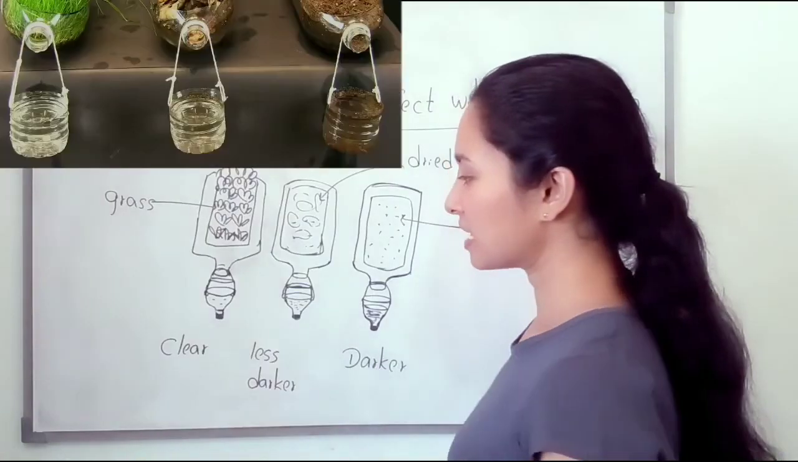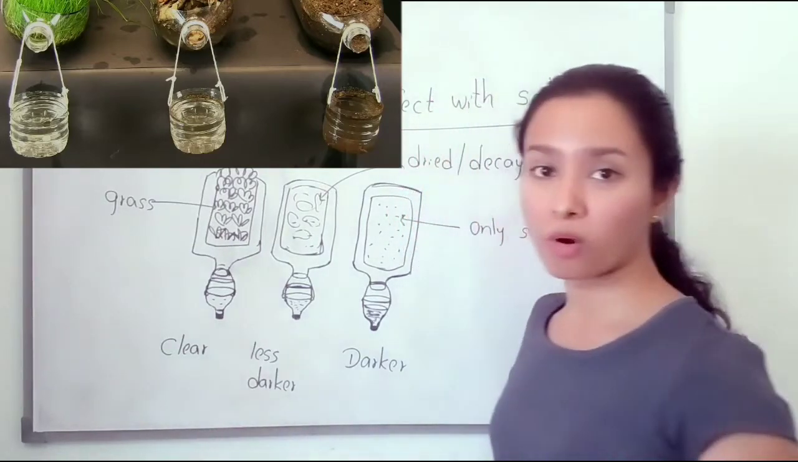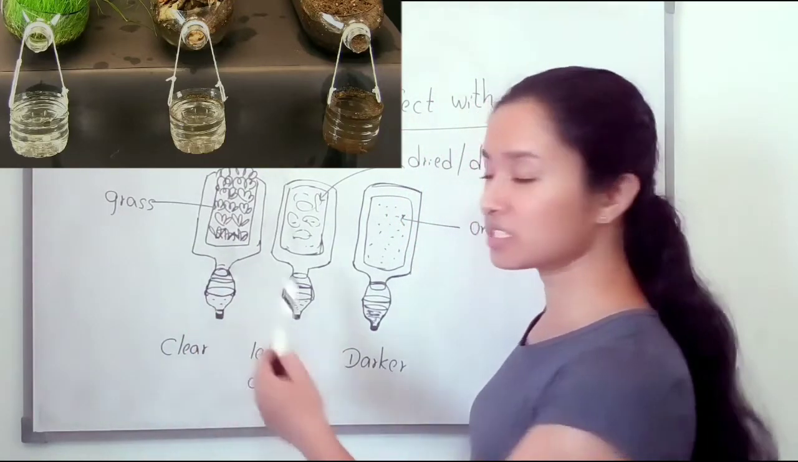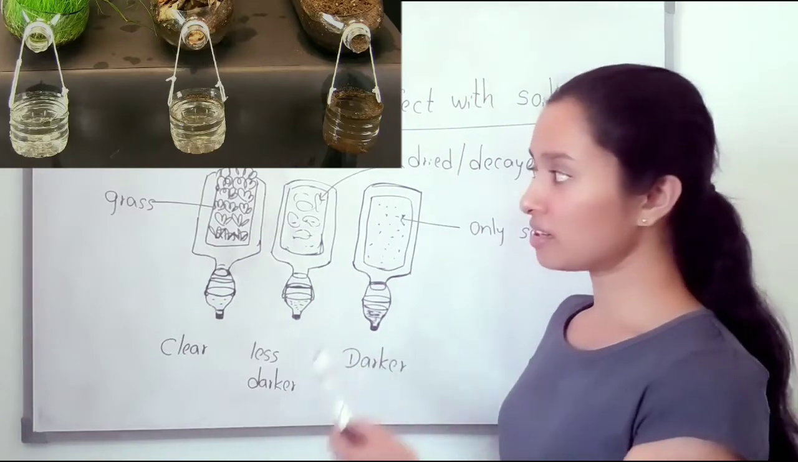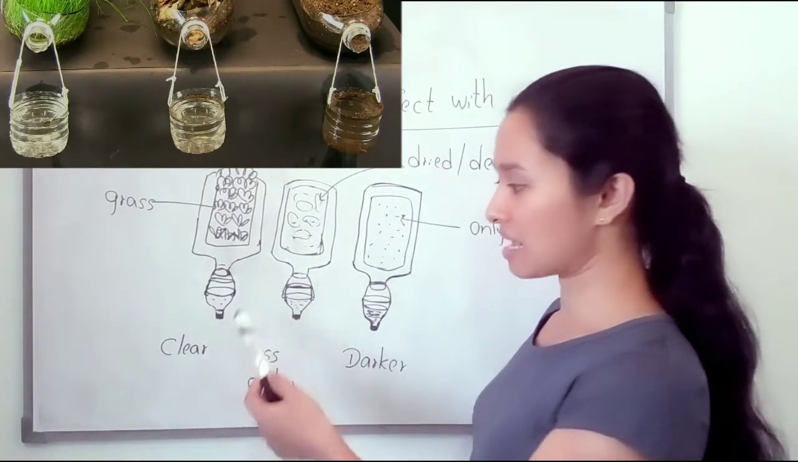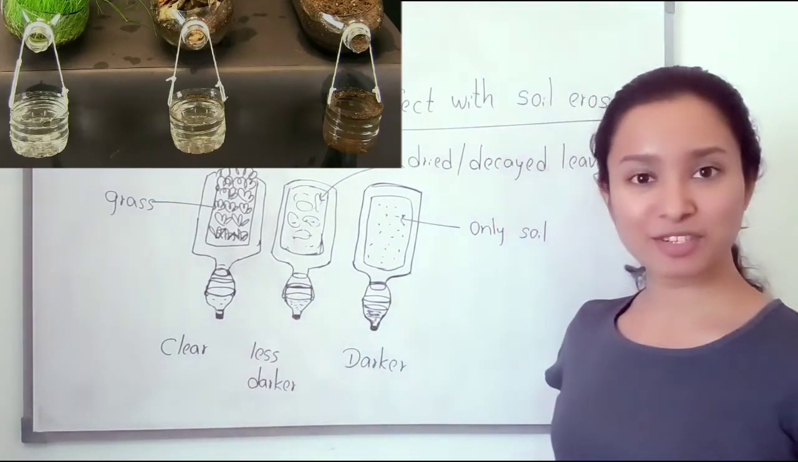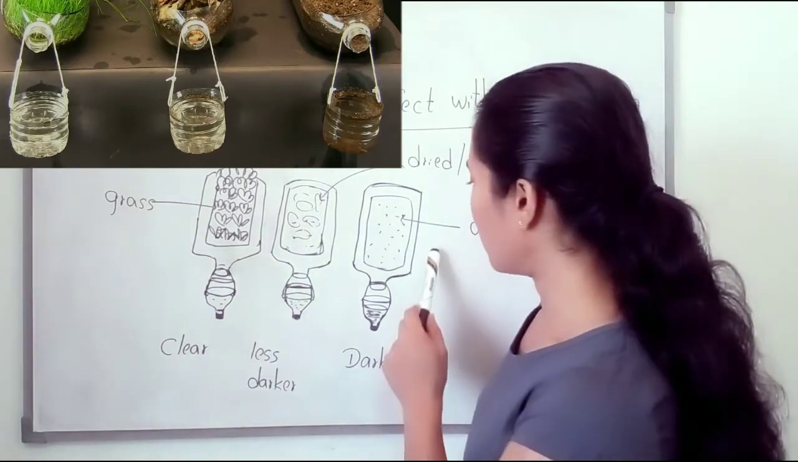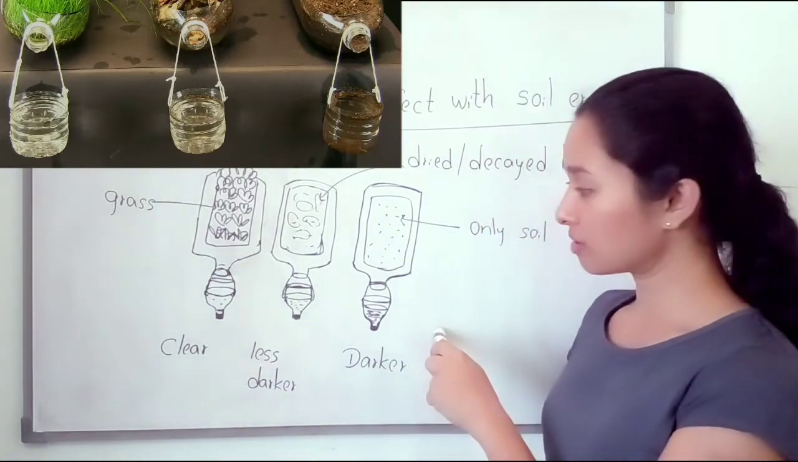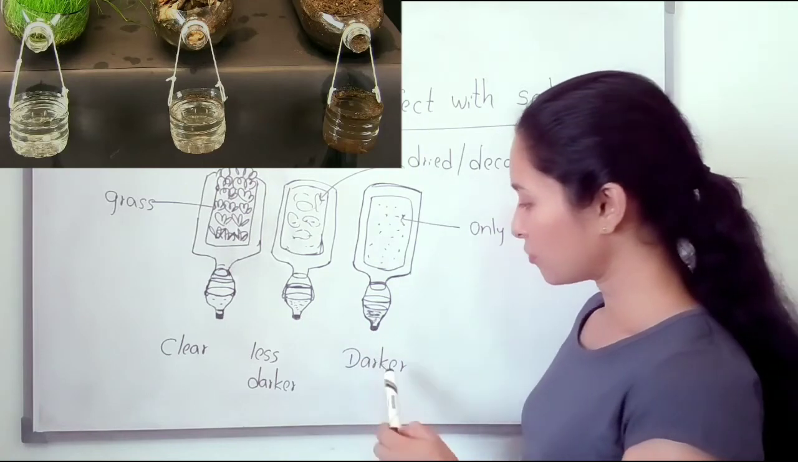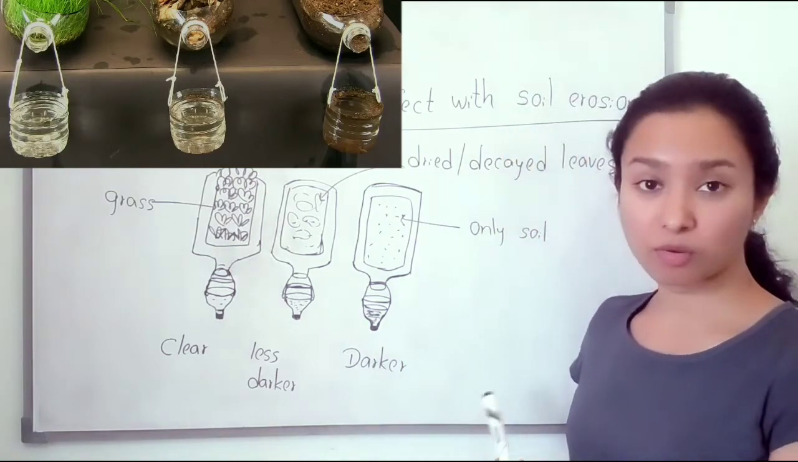So here we can take the clearest water from the first bottle, the bottle in which we grew the grasses. But in the open bottle, we can take dark water.